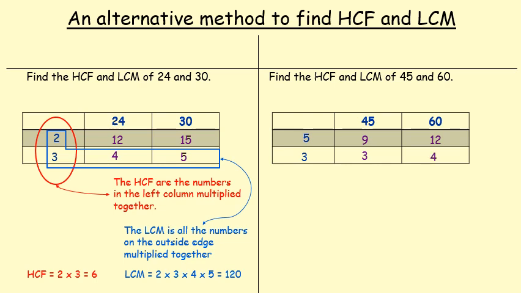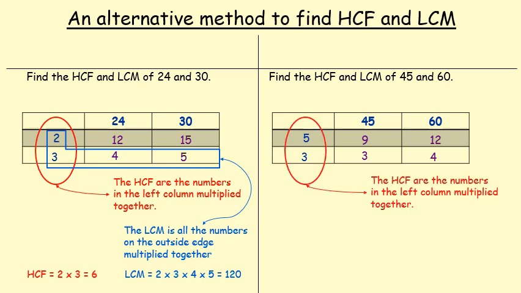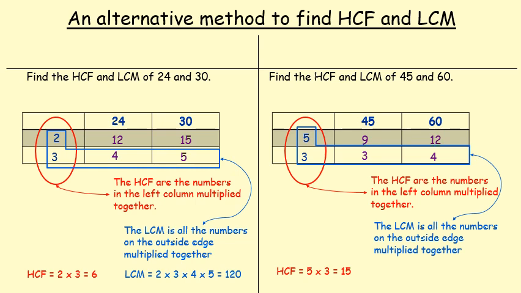And then I'm going to look at 3 and 4. They have no factors in common other than 1, so my table is complete. Highest common factor is going to be this left-hand column multiplied together. 5 times 3 is 15. Lowest common multiple is going to be this L shape on the outside of your table, so the first column and bottom row, all multiplied together, and you'll get 180.